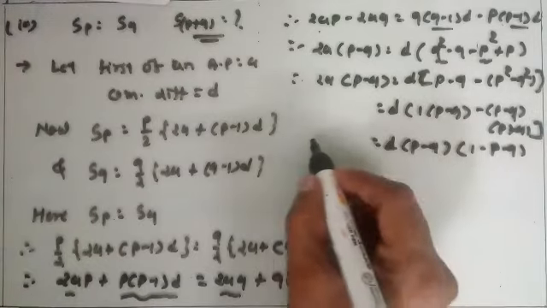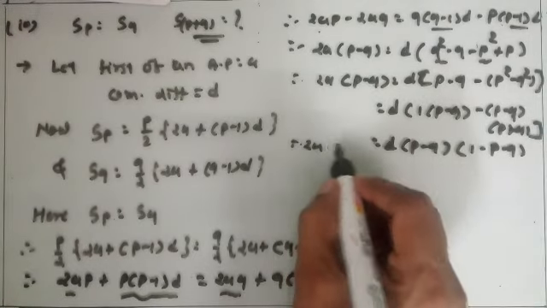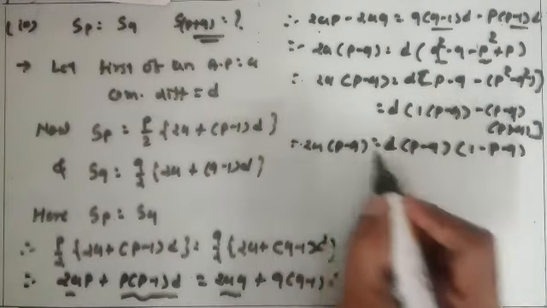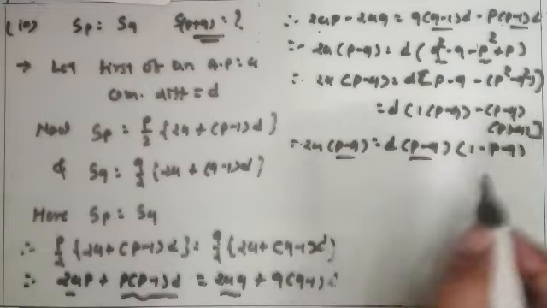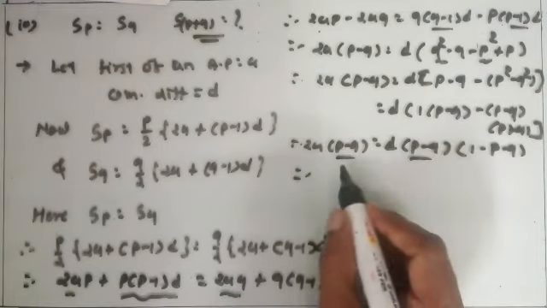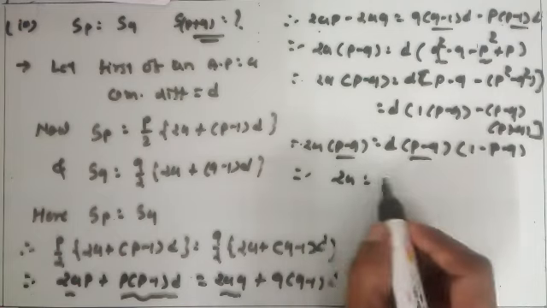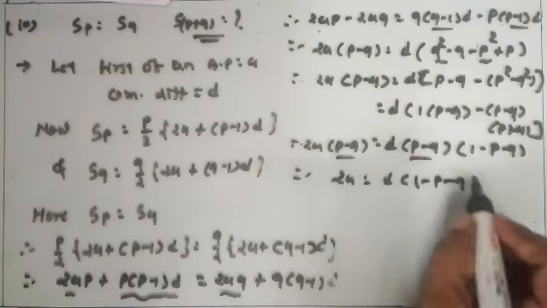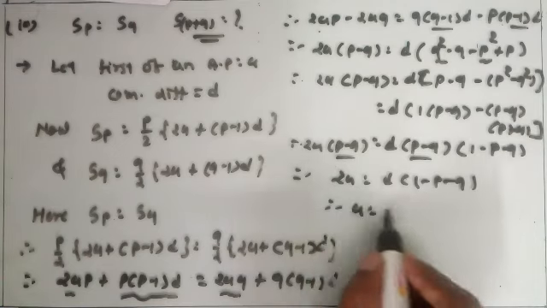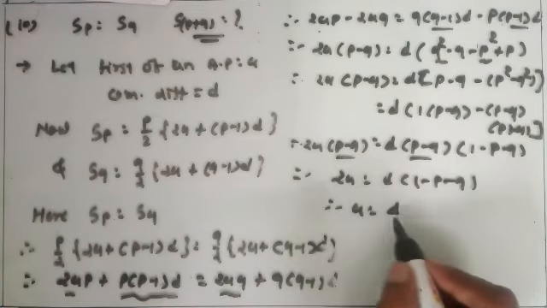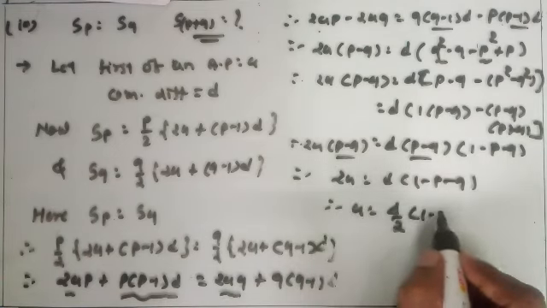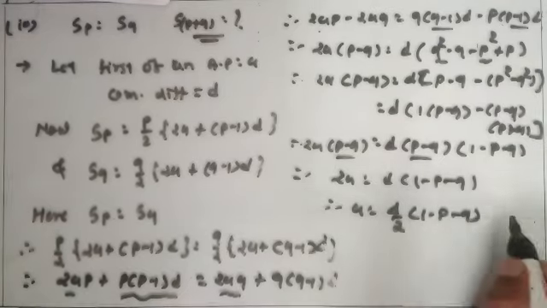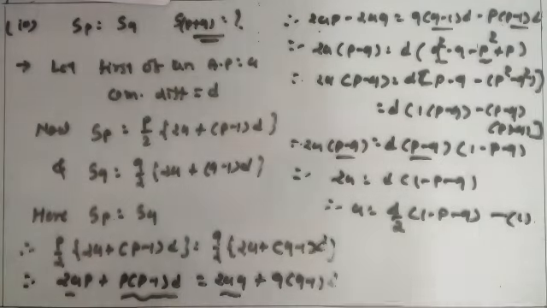Okay, therefore 2A into P minus Q. Now P minus Q cancels from both sides, and we get 2A is equal to D into 1 minus P minus Q. So A is equal to D upon 2 into 1 minus P minus Q. Take this as result number 1.